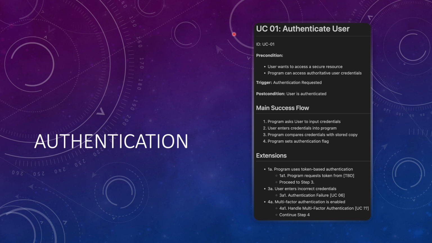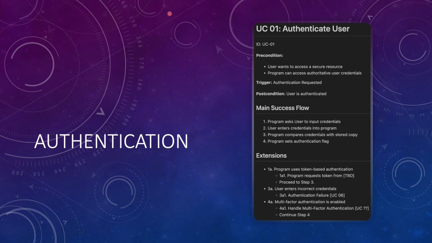This is how we authenticate the user. The main success flow is written as though we use a typical username and password. The user enters their credentials, and then we compare it with a copy stored in the system and set some sort of flag accordingly. In our extensions, we have the option to use token-based authentication, which could be in place of or in addition to the main credentials, because we can execute both step 1 and extension 1a if necessary.